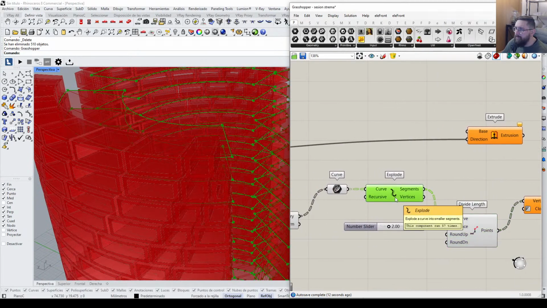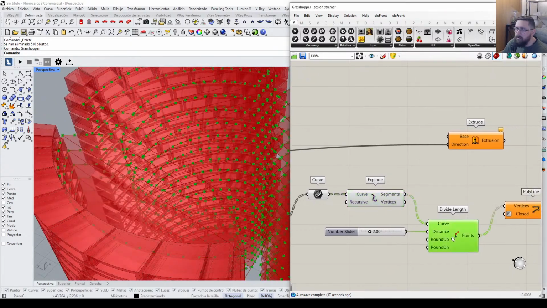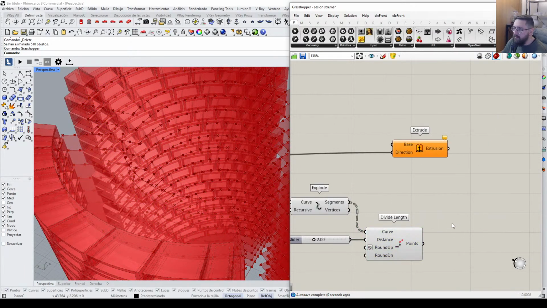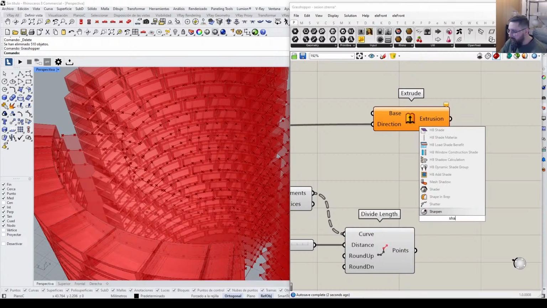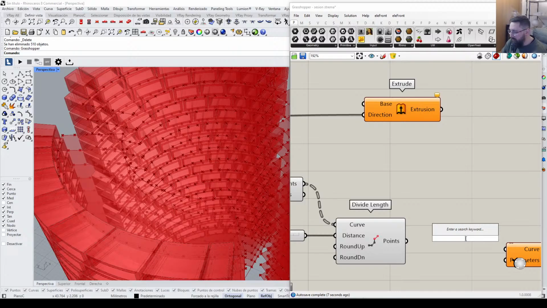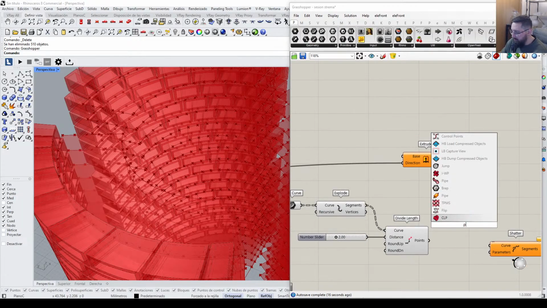Explode. That's not good. Whatever, I'm going to do something else. Shatter. Oh, that's right. This is so bloody annoying. Project. Project. Project. I hate this. I don't understand why Grasshopper doesn't understand. Anyway. Project point.